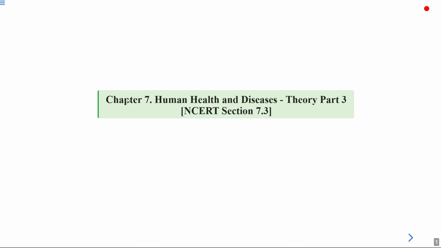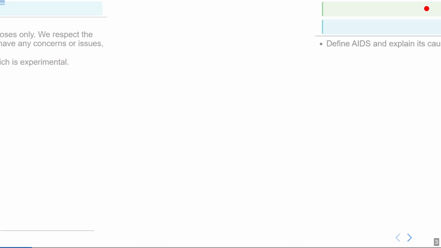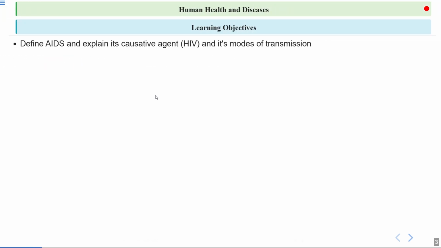And today we'll be discussing the theory related to the chapter Human Health and Diseases. In today's section, we'll be discussing NCERT section 7.3. So this is the disclaimer. So what are the objectives of today's session?